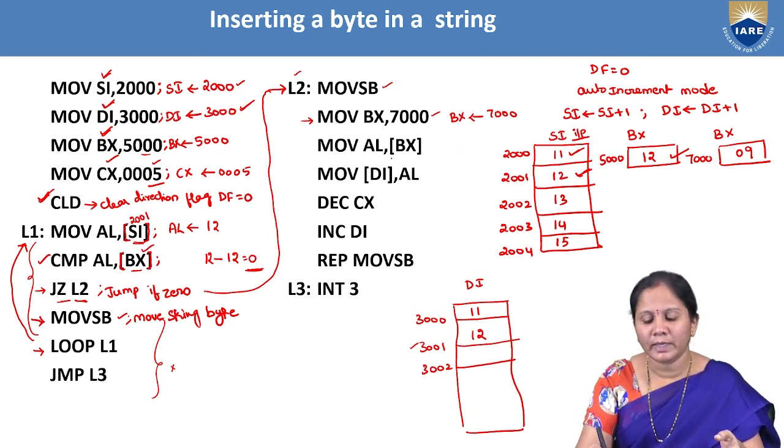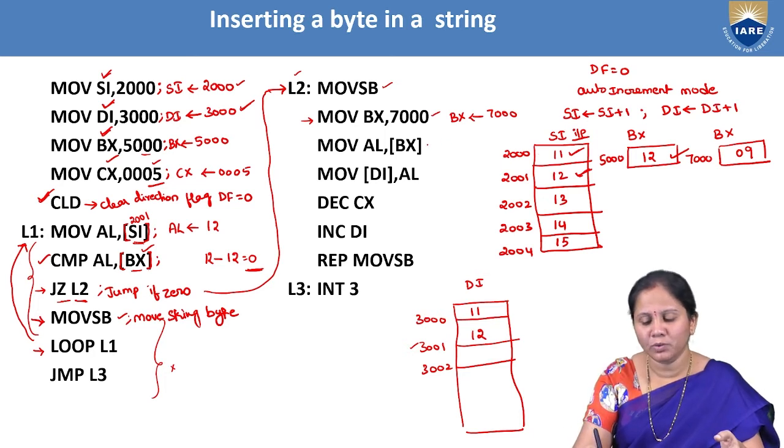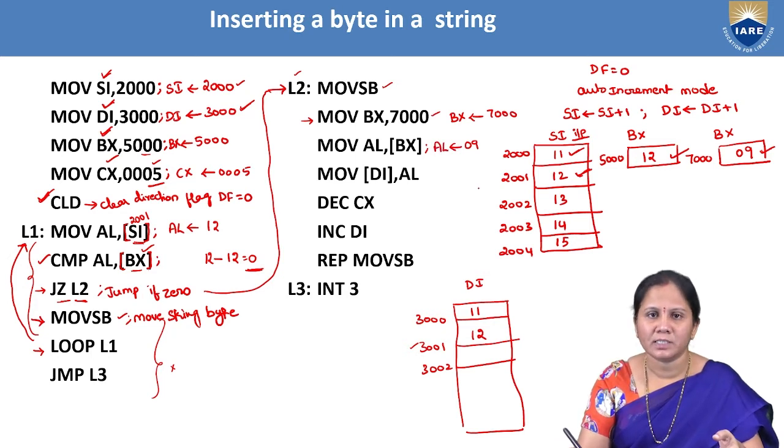Now move AL comma BX. Now the processor knows that BX is 7000, not 5000. So the content which is present at that location is now 09. So this 09 value will be moved into the AL register.